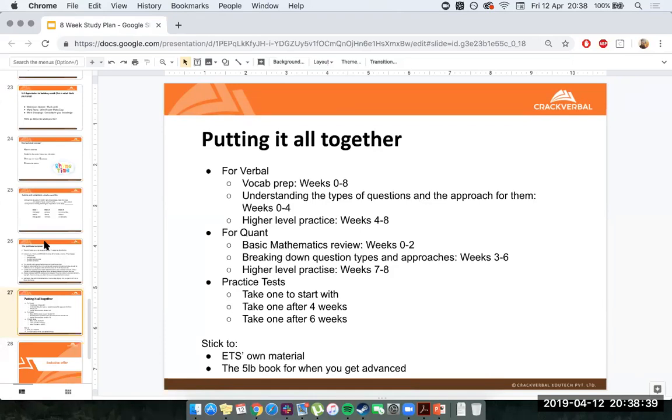Understanding the types of questions and the approach for them. Now, this I would say is learning the concepts, right? This is the concept-heavy stuff. At this point, you're still doing questions, right? When we say understand the types of questions and the approach, you do understand it by practice. But at this stage, you're still focusing a little bit more on the concepts, right?